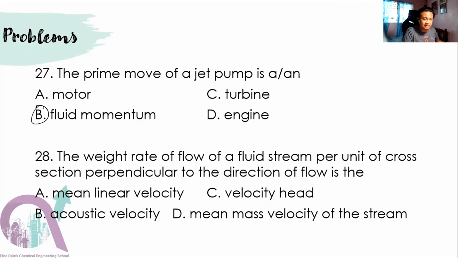So the answer is fluid momentum, not a motor, not turbine, not engine. Okay, so number 28. We have the weight rate. Weight rate of flow of fluid in a system per unit area across a section perpendicular to the direction of flow is the weight rate. Mean linear, no, velocity head, no. Mean mass, so mass, then weight, so they are interrelated. So number 28 is letter D.